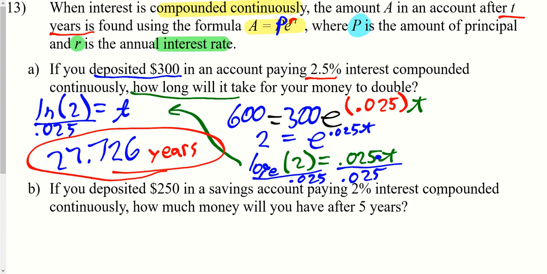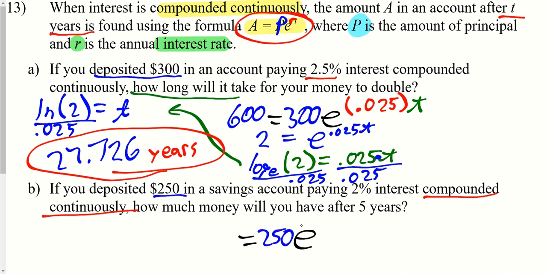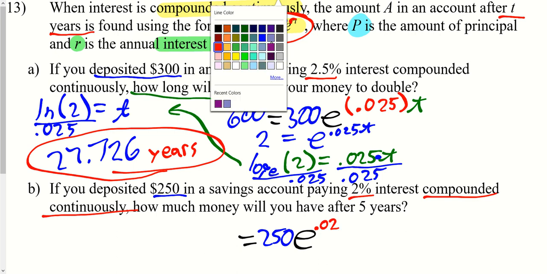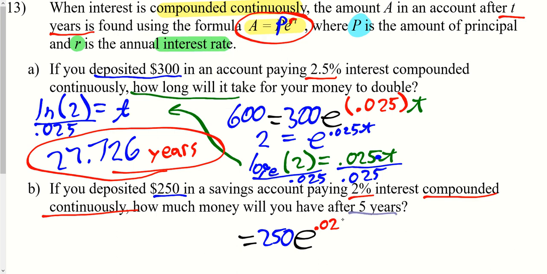Down below, it says compounded continuously, so you have to use the same formula again. It says you are depositing $250. That's what you start out with. It says your interest rate is 2%, so your R is 0.02. And it's telling you that we're doing it for 5 years, so that means T is 5. We're trying to figure out how much money we're going to end up with.